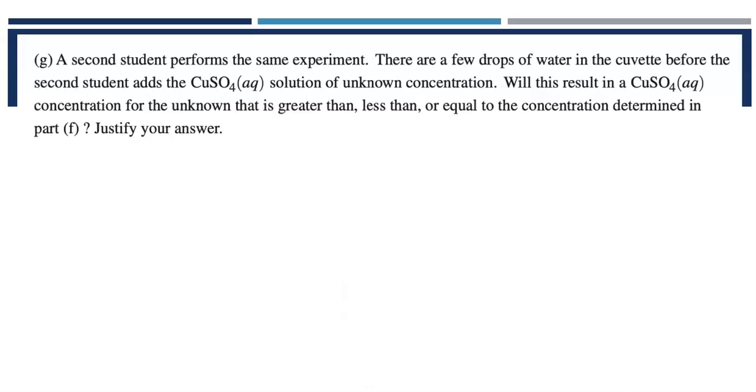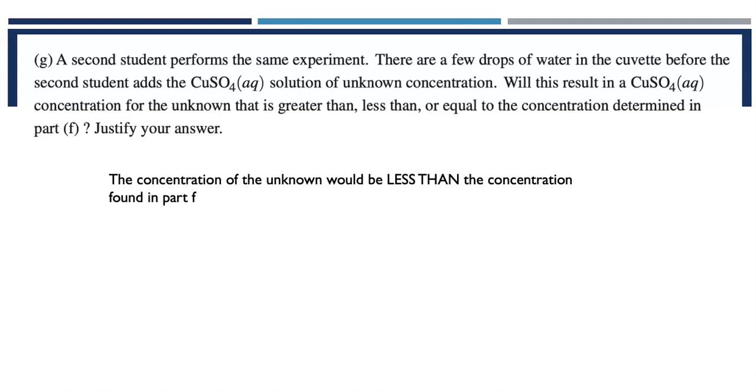The second student performs the same experiment. There are a few drops of water in the cuvette before the second student adds the unknown copper(II) sulfate solution to it. Will this result in a concentration for the unknown that is greater than, less than, or equal to the concentration that we found in part F? Justify your answer. I make the claim that the concentration of the unknown would be less than the concentration that I found in part F.